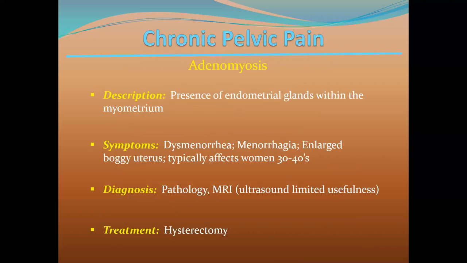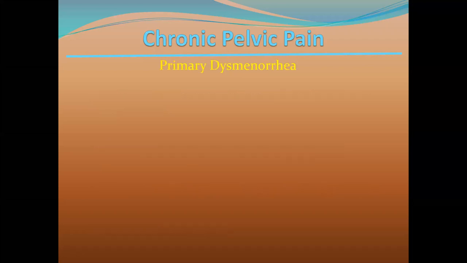Adenomyosis is the presence of endometrial glands within the myometrium, with dyspareunia, menorrhagia, and an enlarged bulky uterus, typically affecting women in their 30s to 40s. Diagnosis is by pathology, MRI, and ultrasound, and the treatment is hysterectomy.